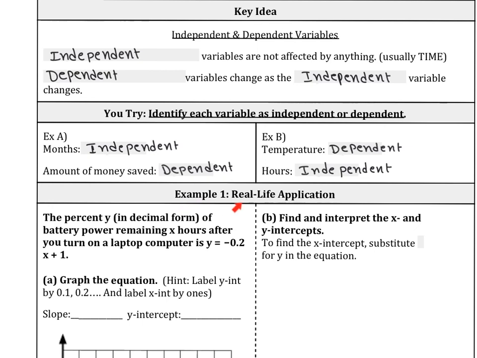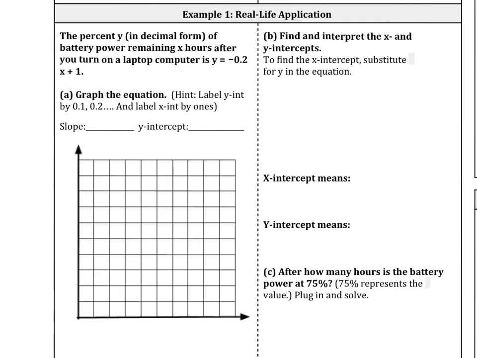Now let's do example number 1, a real life application. The percent y, in decimal form, of battery power remaining x hours after you turn on a laptop computer is given as y equals negative 0.2x plus 1. So this is the slope-intercept form of an equation. Graph the equation, label the y-axis as 0.1, 0.2 and so on, and label the x-axis by ones. The slope for this one is negative 0.2 and the y-intercept is 1.